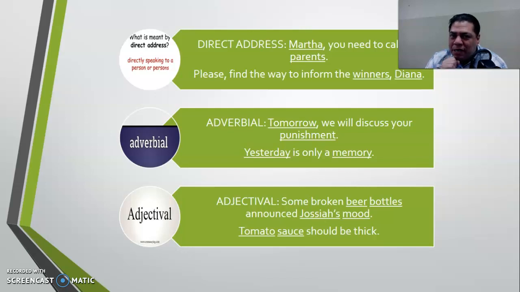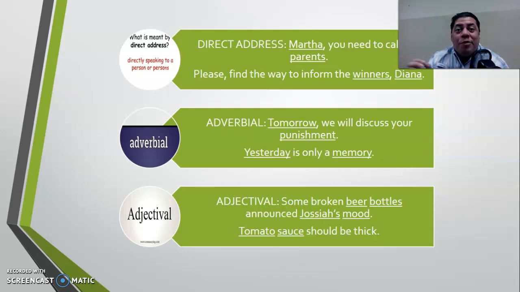Do you remember the concept of a predicate nominative? A predicate nominative is a subject complement. It renames the subject. I ask you, what is only a memory? Yesterday. Yesterday is only a memory. So, I could flip it around and say, only a memory is yesterday. Yes?